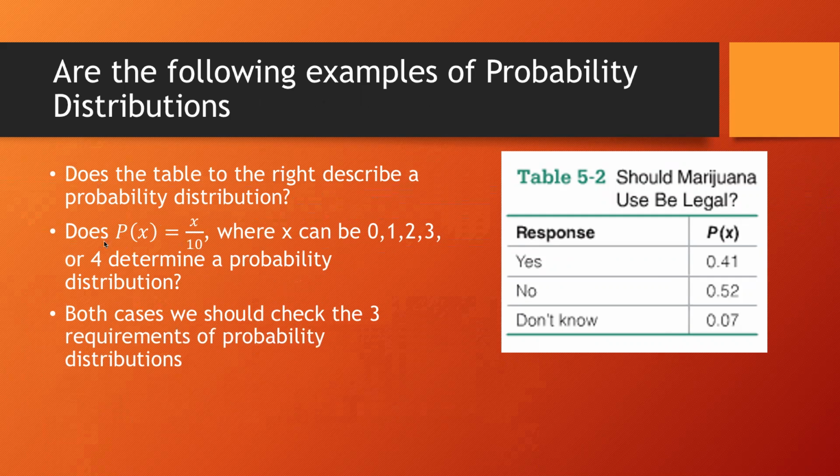Here's another one. Does p of x equal x over 10? So you can also write probability distributions in functional notation. This is saying for each random variable, suppose it's 0, x equals 0, so the probability of getting 0 is 0. And then x equals 1 would be 1/10, right? Put the 1 in there, 1/10, and then x equals 2, 2/10, x equals 3, so 3/10. Yes, if you sum those together, it equals 1. So yes, it would be a probability distribution.